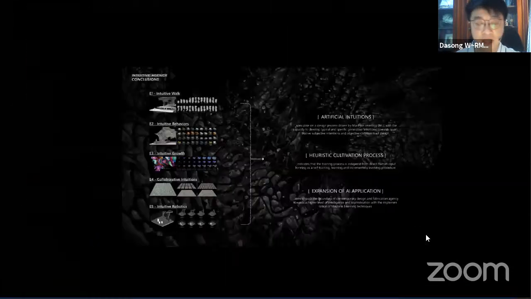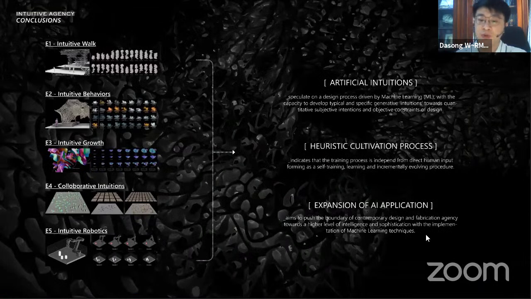So finally, as a conclusion, the intuitive agency approach shows a meaningful impact on augmenting generative systems with intuitive capacity and sophisticated control. The augmented approach to the application of machine learning techniques has been proposed with the intention to broaden the range and impact of AI application in the architecture discipline. The subsequent reflection of the research also anticipates an interactive correlation between designers and computational intelligence.